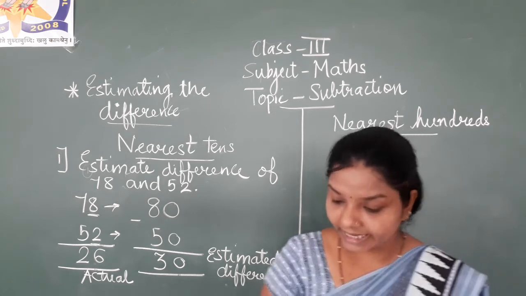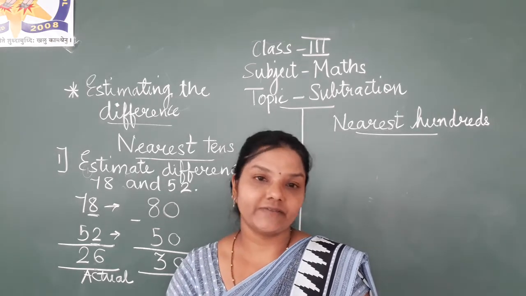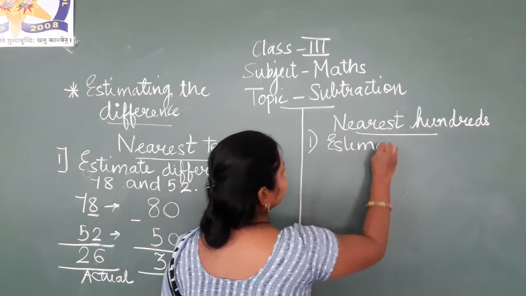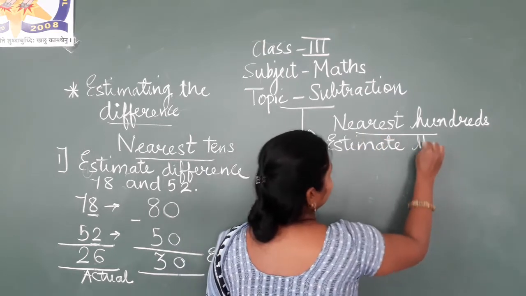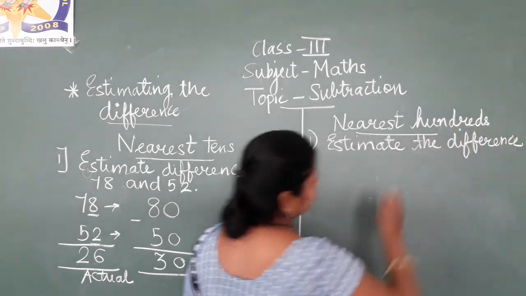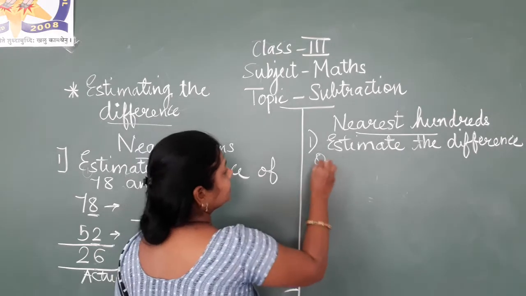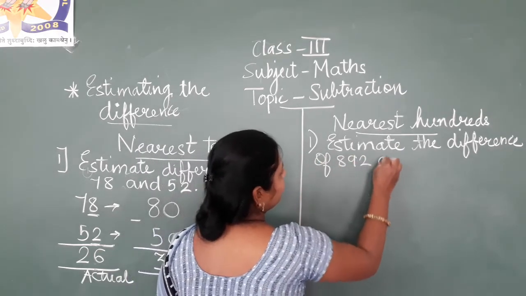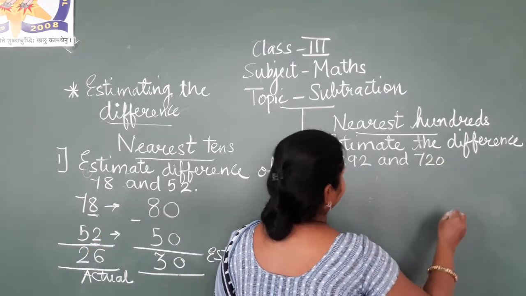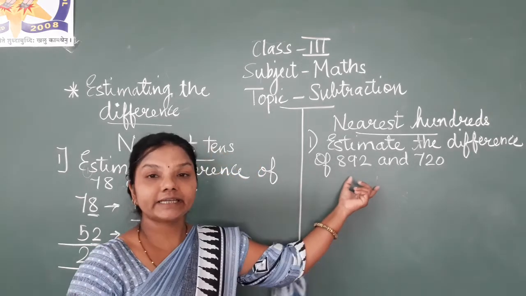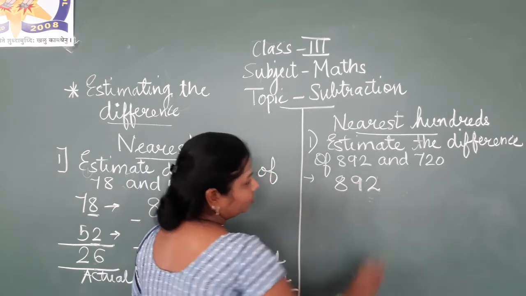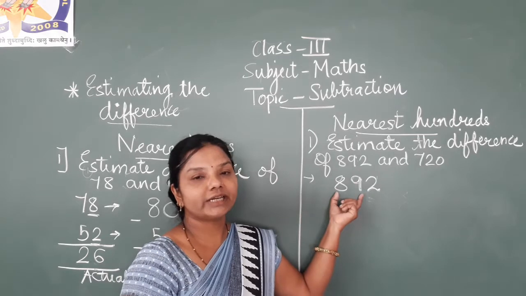Again the same example we will take, which is on page number 57. Estimate the difference of 892 and 720. Yes, it is nearest 100. The first number is 892. Let us round off this number to nearest 100.